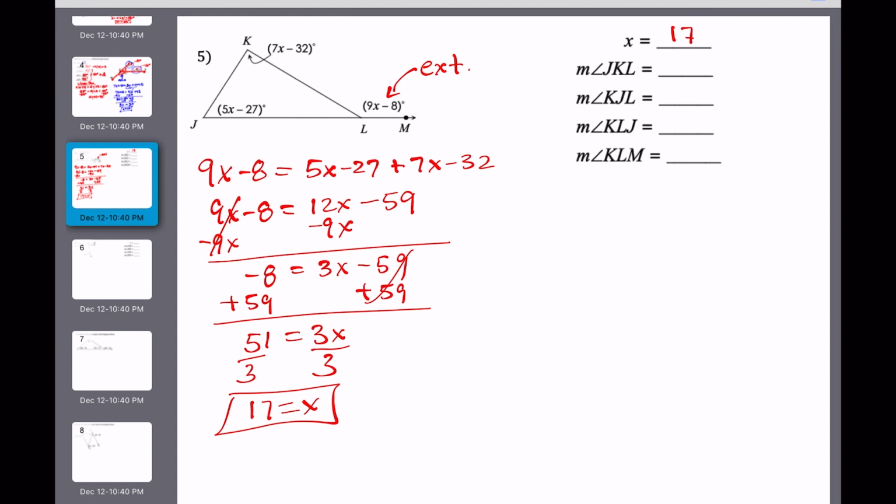So we're using three-letter naming here. So JKL, from J to K to L. So that's angle K in the triangle. That would be 7 times 17 minus 32. This would give us 87 degrees. Now I'm going to go back and highlight KJL, from K to J to L. So that's our angle J from our triangle. This would be 5 times 17 minus 27, and this would give us 58 degrees.